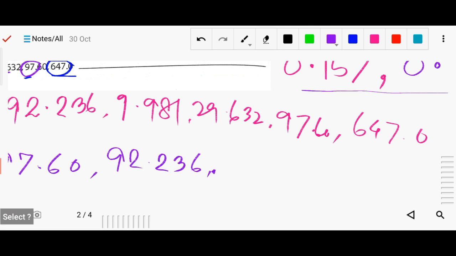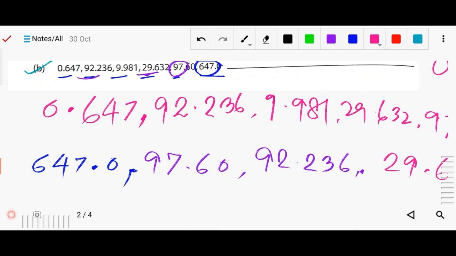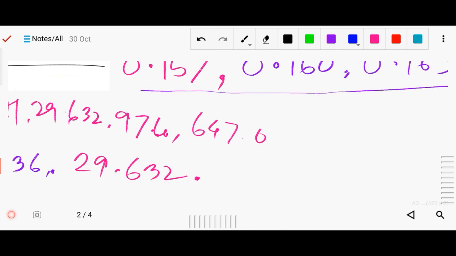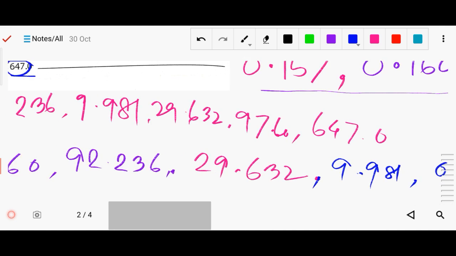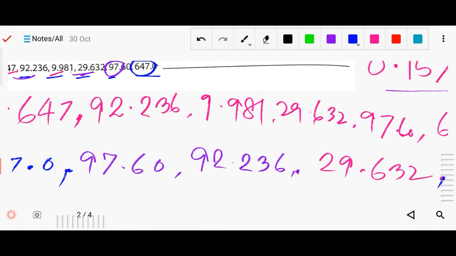So you can take the next one, 29.632. Next you can see here is 9 and here is 0, so 9 we will take, 9.981. And lastly there is 0.647. This is your descending order. Descending order means from largest to smallest.